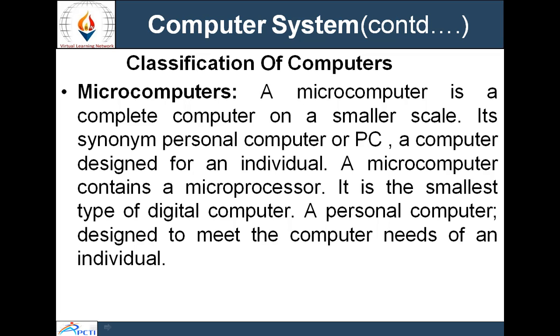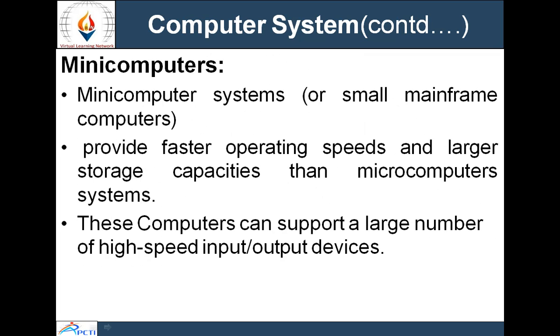A microcomputer contains a microprocessor. It is the smallest type of digital computer. A personal computer designed to meet the computer needs of an individual. It is a digital computer system under the control of a stored program that uses a microprocessor, a programmable read-only memory, and a random access memory. Next one is minicomputer.